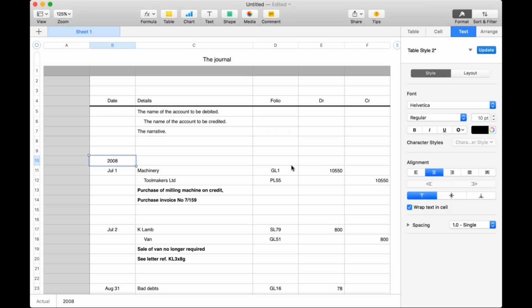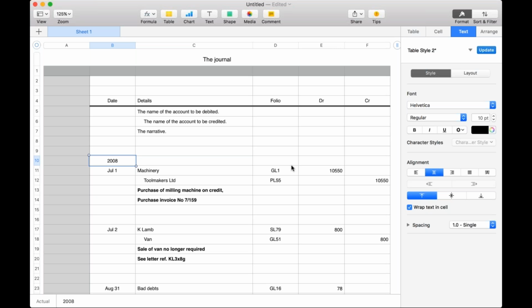So the first transaction I've got is a milling machine is bought on credit from Toolmakers Limited for £10,550 on 1st of July 2008. Now, this is not an ordinary purchase, so it therefore does not go in the purchase daybook. It's a purchase of a fixed asset. The purchase daybook is very much for exactly that, for purchases that we've made. So we're going to enter this transaction in the journal before it gets posted in the double entry accounts.